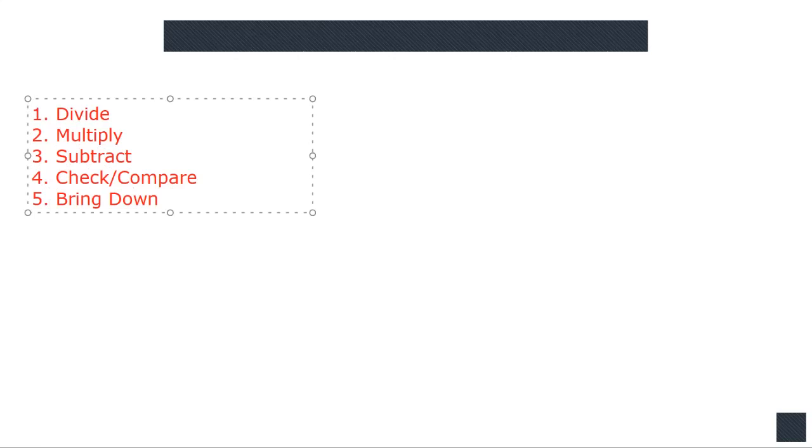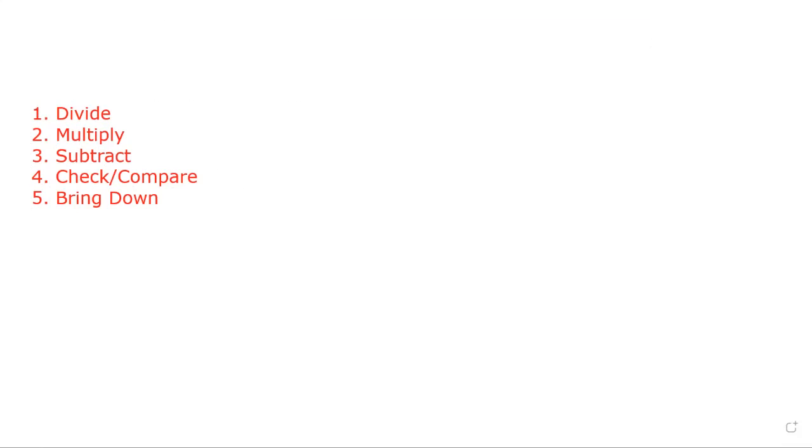So let's start with a relatively simple problem here. Let's go 4 into 57. This number here is known as the dividend. That's the number being divided. This number out here is the divisor. That's the number going into the dividend. And the answer up here will be known as the quotient.